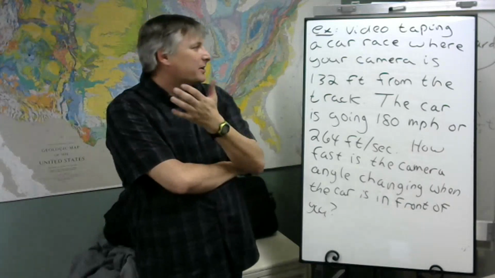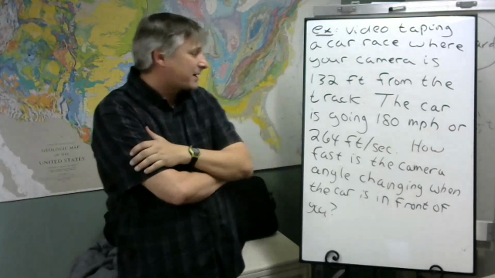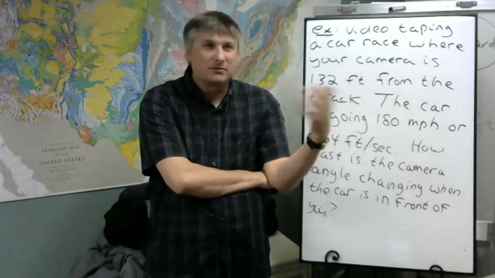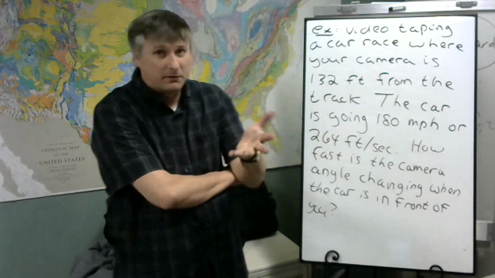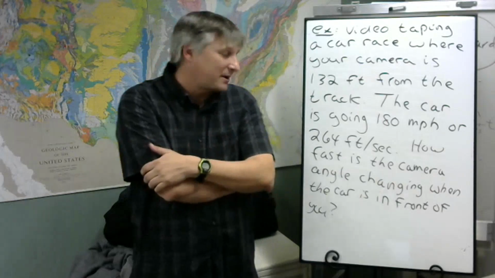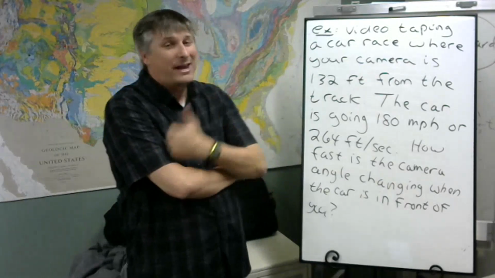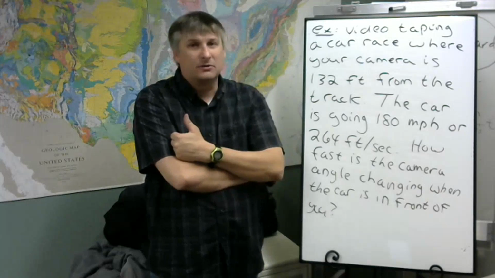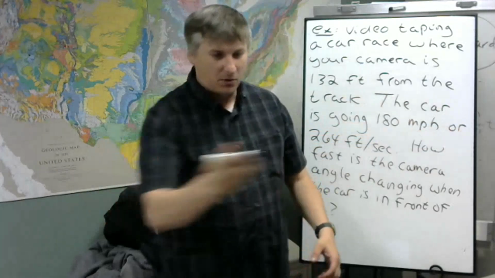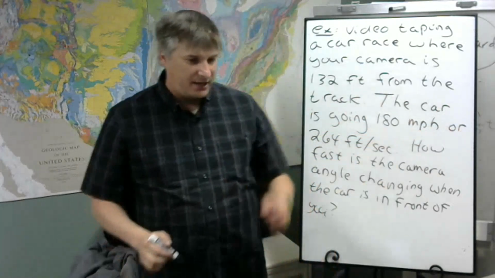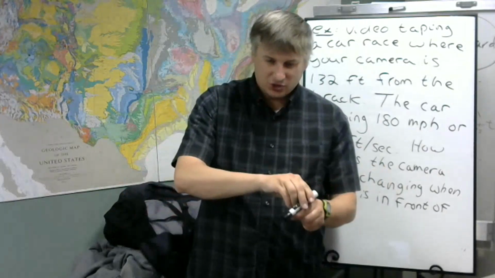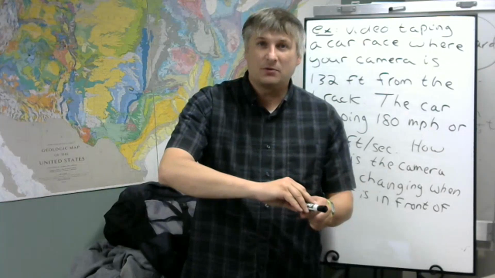So you're videotaping this car race and your camera is 132 feet from the track. There's a car on there, again, for some reason, just this one car. Maybe all the other cars are way ahead, or this car is way behind. This car is going 180 miles per hour or 264 feet per second. How fast is your camera angle changing when the car is in front of you? So what it means is this: you're watching this car go by, this sort of horizontal stretch on the track, and your camera is changing angle as it follows the car.